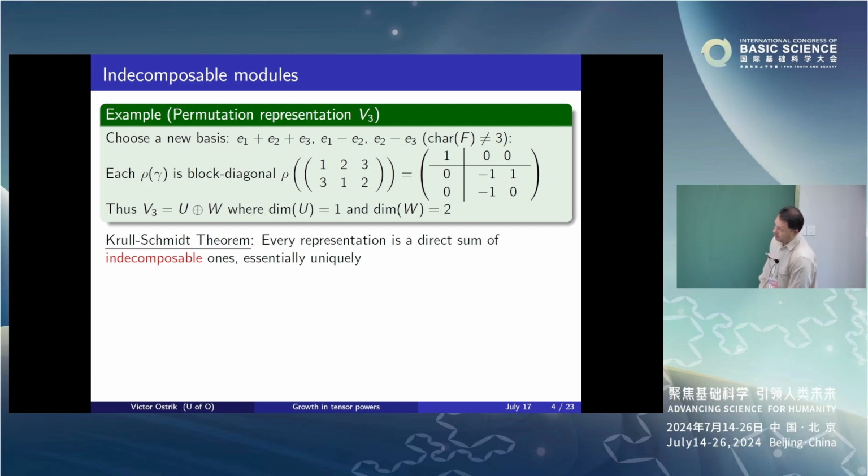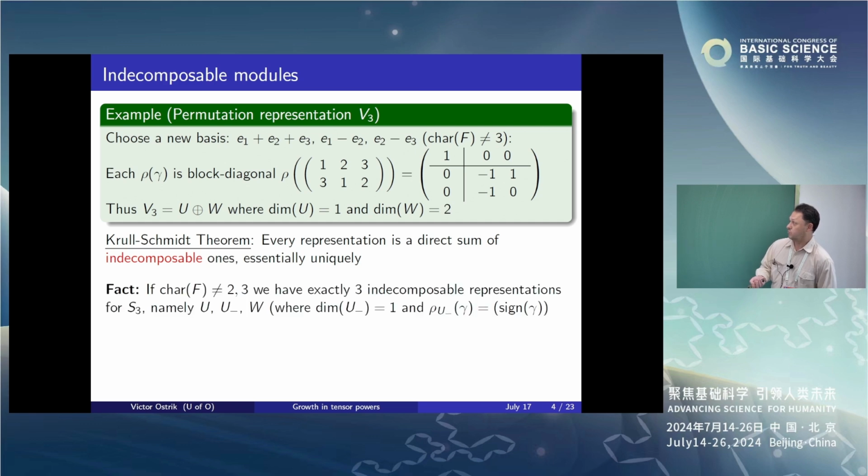One basic result is the Krull-Schmidt theorem, and it says that any representation always decomposes. You can decompose it until you can't anymore. When you can't decompose it anymore, every summand is an indecomposable representation. And this is essentially unique in the sense that the summands are uniquely determined up to permutation.